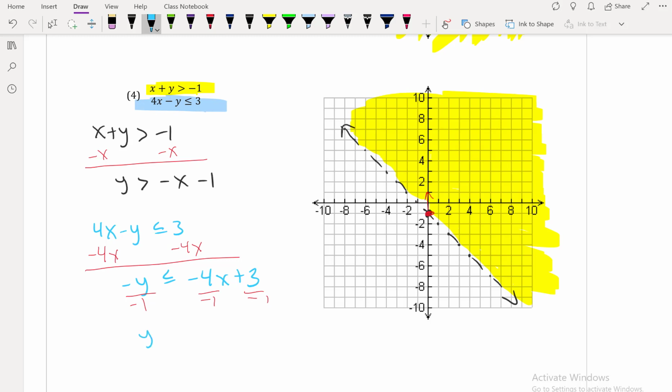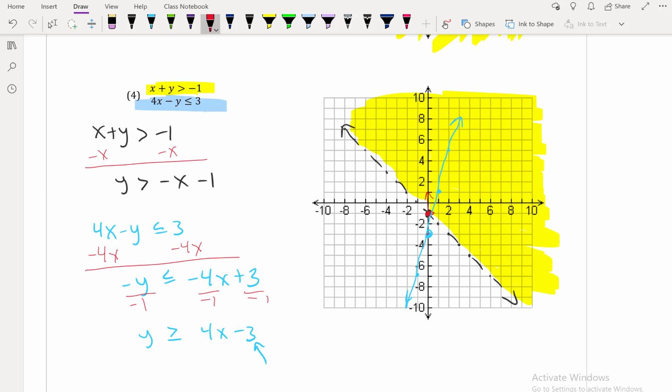And here, because I divided by a negative, I have to switch the inequality to give me y is greater than or equal to 4x minus 3. So now I know my y-intercept is at negative 3. My slope tells me to go up 4 and to the right 1, or down 4 and right 1. And this is a solid line. And this says y is greater than.